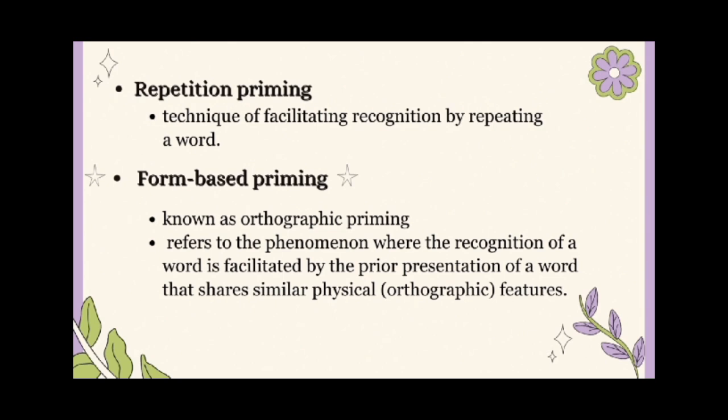Form-based priming, known as orthographic priming, refers to the phenomenon where the recognition of a word is facilitated by the prior presentation of a word that shares similar physical features. This occurs when recognizing a word is made easier because it looks similar to another word that was shown previously. Like if we first see the word cart and then the word car, the recognition of car is facilitated because it shares similar letters with cart. The visual similarity helps in quicker recognition.